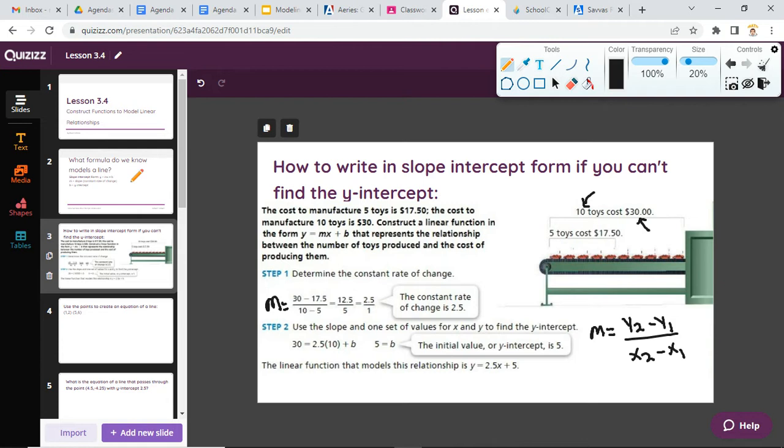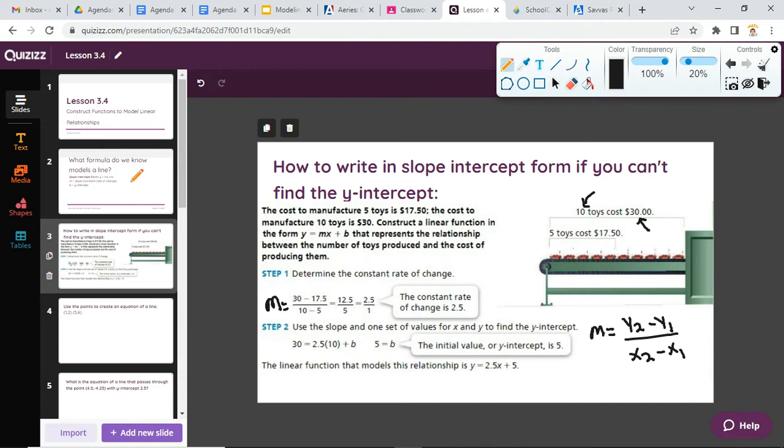So for y, I plug in 30, and for x, I plug in 10, and I get 30 is equal to 2.5 times 10 plus b. Now I just have to do some algebra and solve for b. 2.5 times 10 is 25, and then 30 minus 25 is 5. So my initial value, or my y-intercept, is 5.